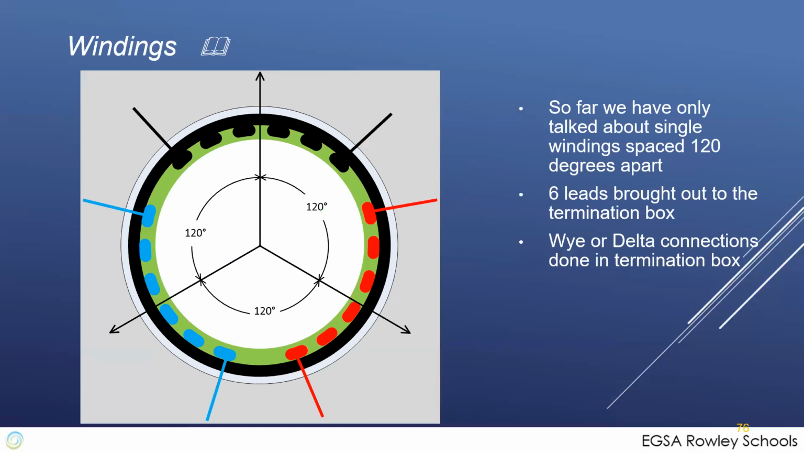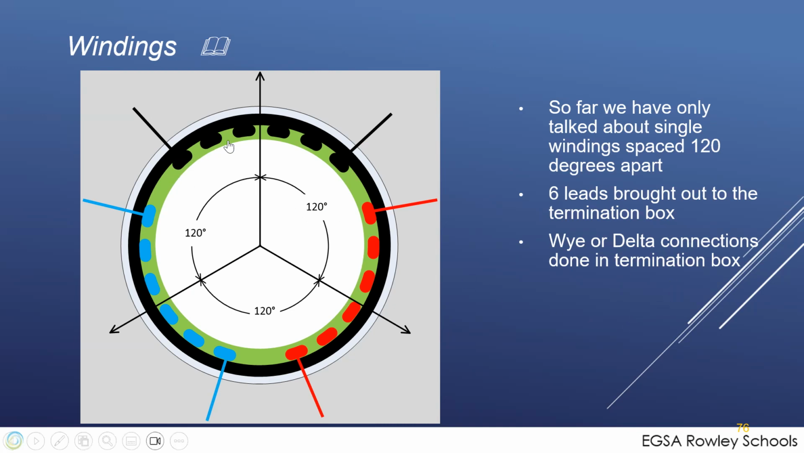As you know, so far we've been talking about windings being laid in the slot 120 degrees apart. We're back to our black, red, blue three-phase windings here. You can bring them out and connect them in different ways. You can connect them in a Y or delta. It doesn't really matter; the machine doesn't care. It depends what voltage you get out of the unit. So this is a 6-lead machine brought out this way.